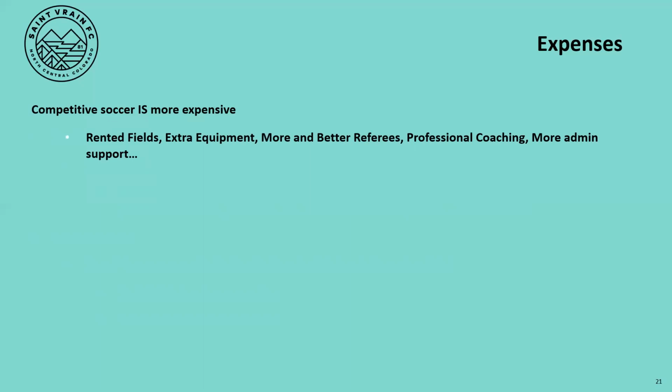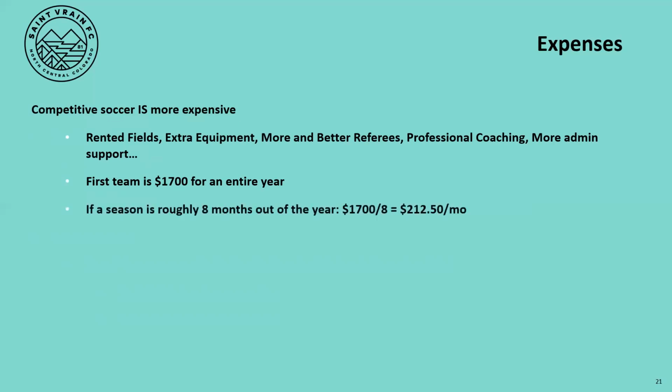We also put far more admin support in with that just to make sure that everything is on the up and up. We have more checks and balances that we have to accomplish with the state of Colorado. So there's a lot more that goes into it. So how much is it? Well, the first team is around $1,700 for an entire year. And while that may sound expensive, we need to put it into context.